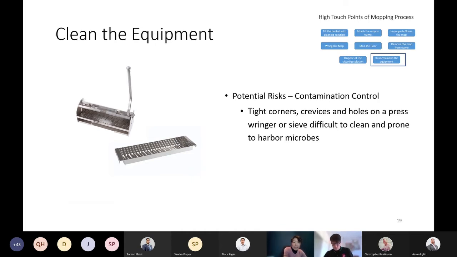And then, as I mentioned, you end the day with cleaning the equipment. Let's just look at those sieves. Let's look at those press wringers. Look at those designs. A lot of crevices, a lot of tight corners, straight lines, and holes. These are just very difficult to clean, and they're very prone to harbor microbes that cannot be detected by human eyes.